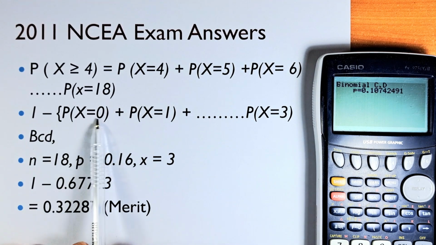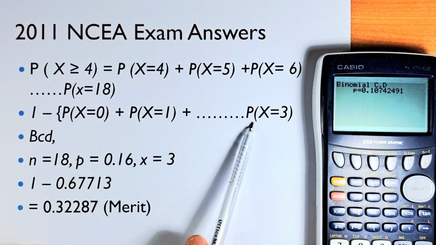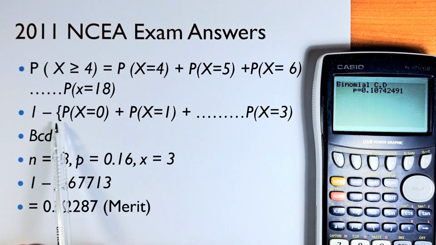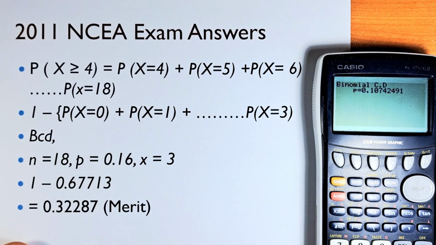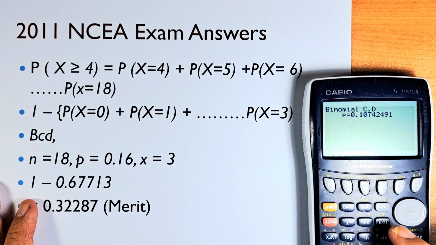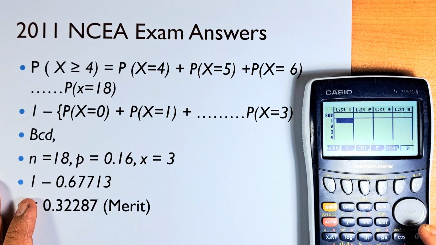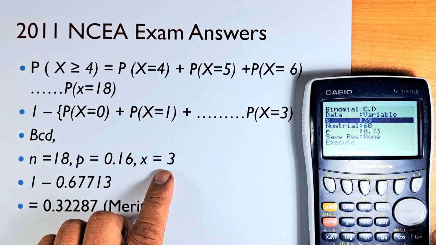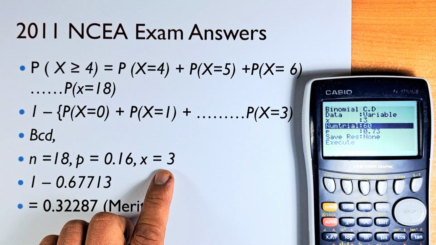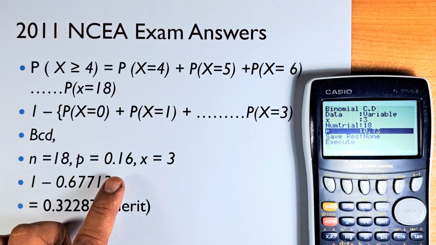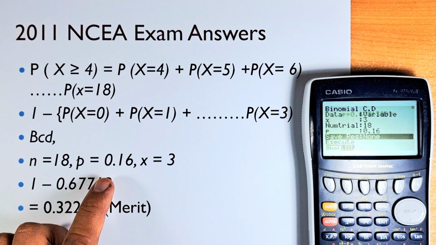So now, we can do BCD on X from 0 to 3, meaning X equals 3, success is 0.16 and total is 18. We can use 1 minus that probability to get the answer. So we shall do that again. Menu, go to statistics, and then exit. We're going to start distribution, binomial, BCD, and now X is going to be 3. Execute. Number of trials is 18. Execute. Success is 0.16. Execute.